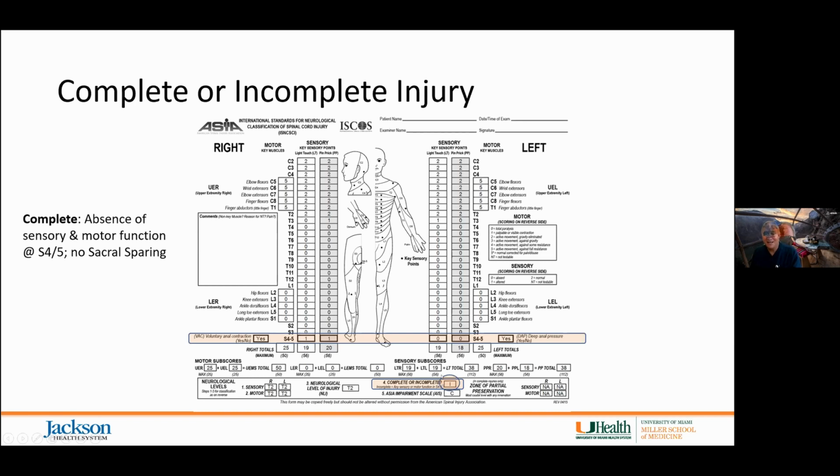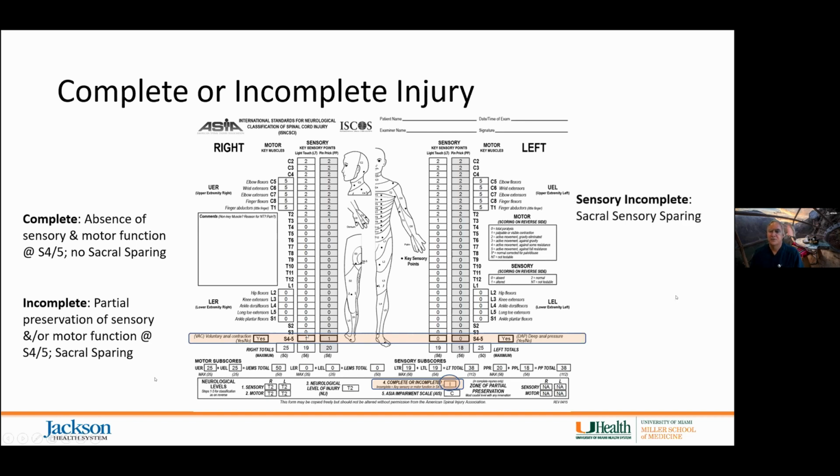And so anything less than that, that is, if you have a yes, if you have a 1 in any of these 4 boxes, then it would be an incomplete injury. So incomplete injury indicates that you've got at least partial preservation of sensory and or motor function at your sacral elements, that is S4 and S5. So sensory incomplete means that your sensory levels, either this box, this box, this box, this box, or this box, are something other than 0 or no. Motor incomplete means that you've got motor function, basically with voluntary anal contraction.